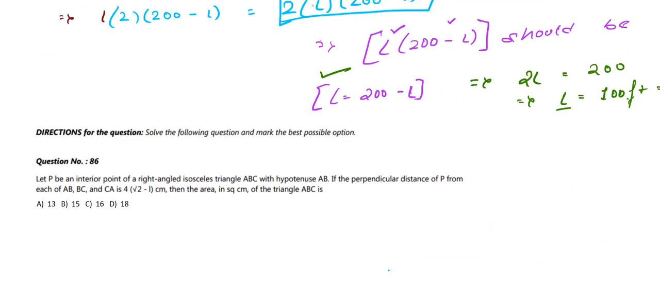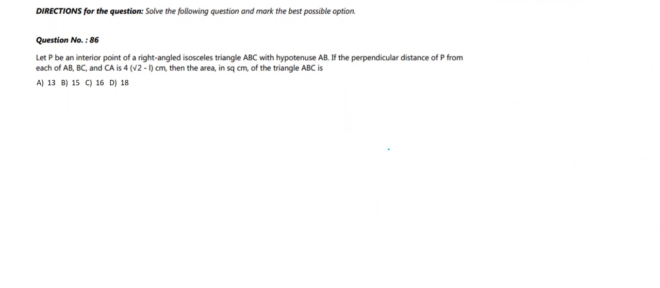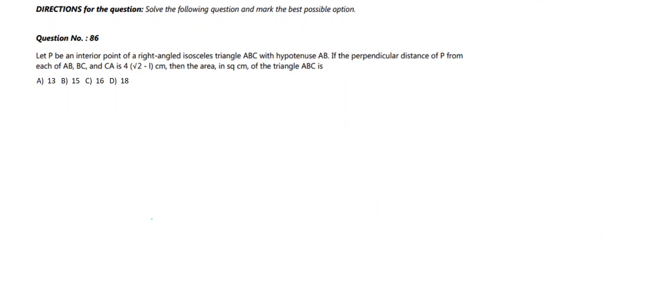So now let's move on to the next question, that is question number 86. So question 86 says, let P be an interior point of a right angled isosceles triangle ABC with hypotenuse AB. So here we have been given a right angled isosceles triangle. So this must be a right angled triangle.